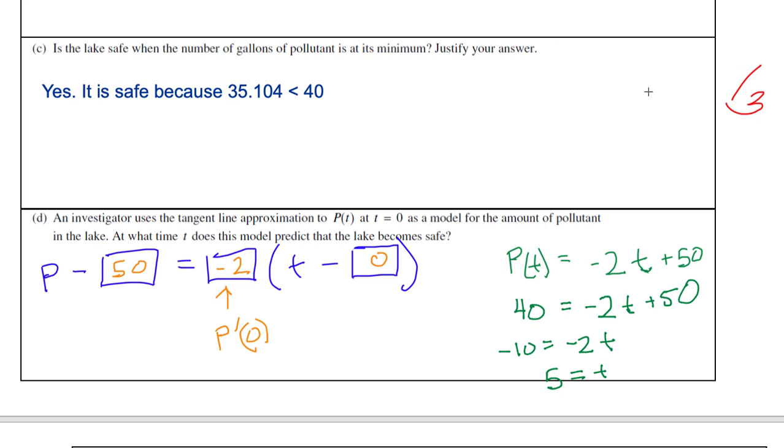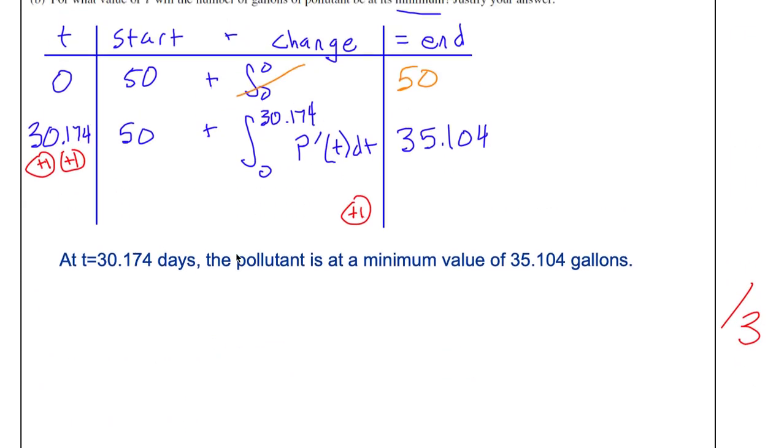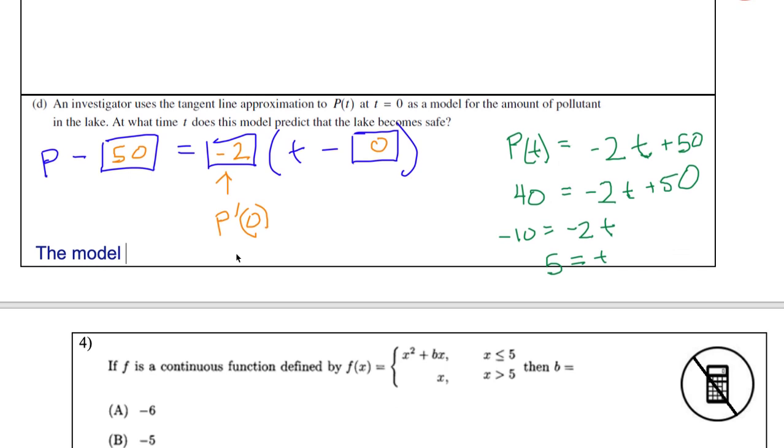But again, I love pointing out that lines are not very good at approximating things. Curves are much, much better, and we have calculus as a tool to use those curves. So that means, because that's the way it's actually being measured, the lake is probably safe. The model becomes safe sometime because we know it has a minimum. So the model predicts the lake will be safe after 5 days.